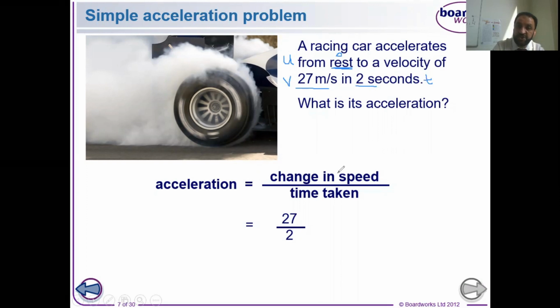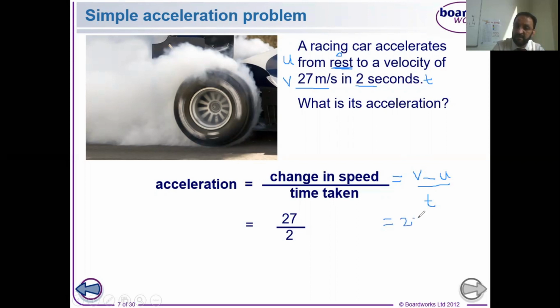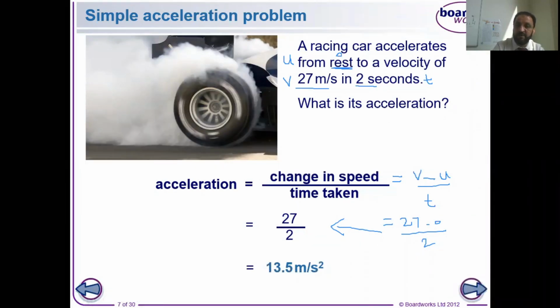So acceleration is change in speed. Remember, we can find the change by final speed, v, minus initial speed, u, divided by t. Here the final speed is 27, the initial speed is 0 because it starts from rest, divided by time, which is 2. So 27 minus 0 is 27, so it becomes 27 by 2, which is 13.5 meters per second squared. This is the acceleration of this racing car.